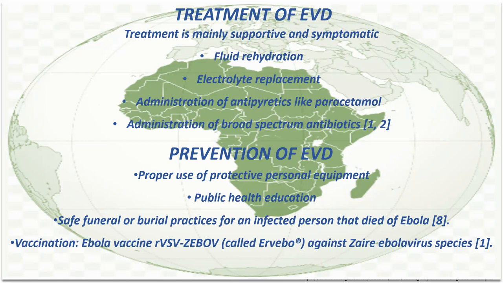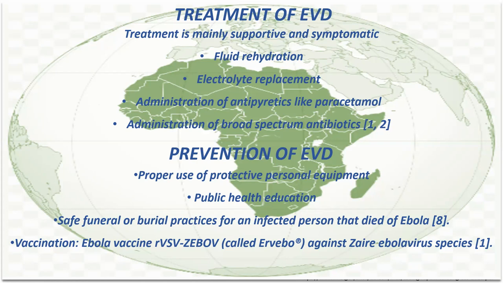Then there are some preventions for this Ebola virus disease. Some of these preventions are personal protective equipment, like health workers in the hospital guarding themselves, wearing masks, for example, and covering their bodies. Also, if someone has died, the person handling the dead body has to be protected and wear personal protective equipment in order not to get infected.